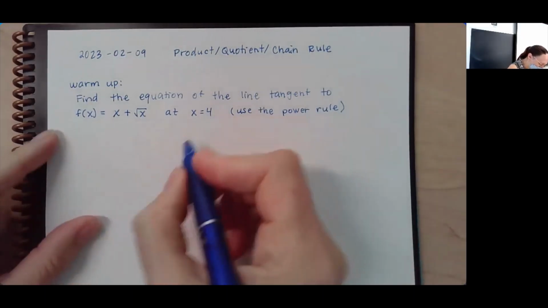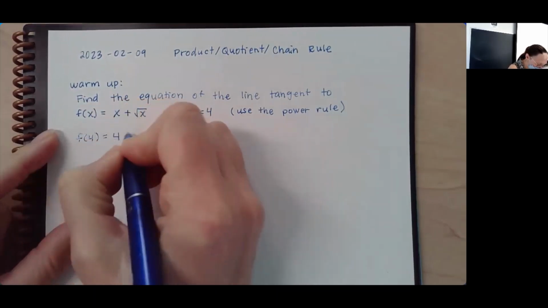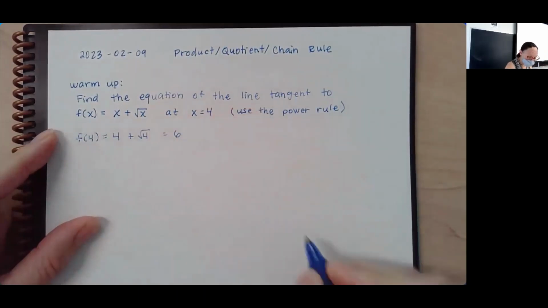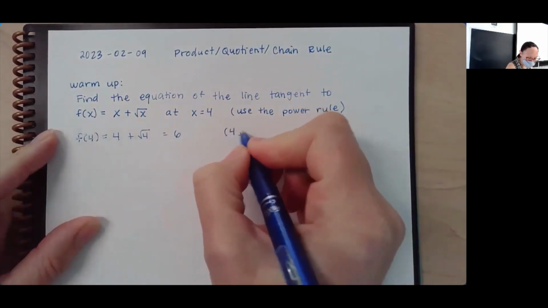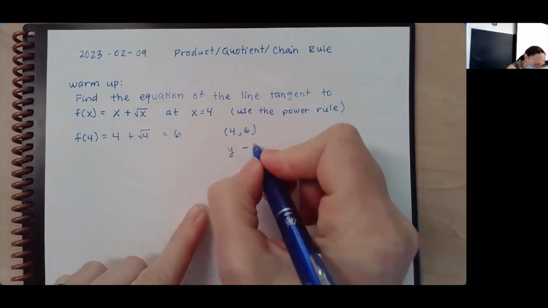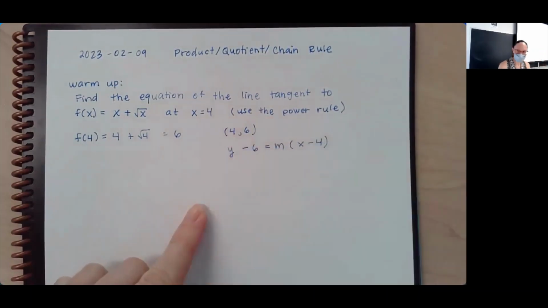So when x is 4, f of 4 would look like 4 plus the square root of 4. So I'm looking at 6. So our point is 4 comma 6. And if I think about just generally what the equation of that line is going to look like, I'm going to have y minus 6 is equal to the slope times x minus 4.